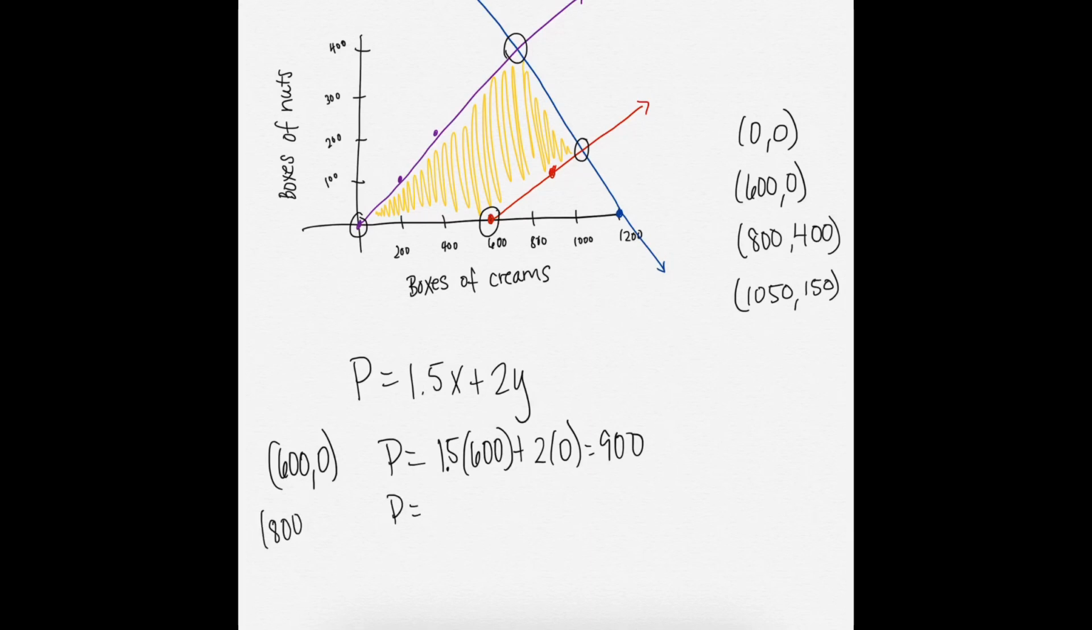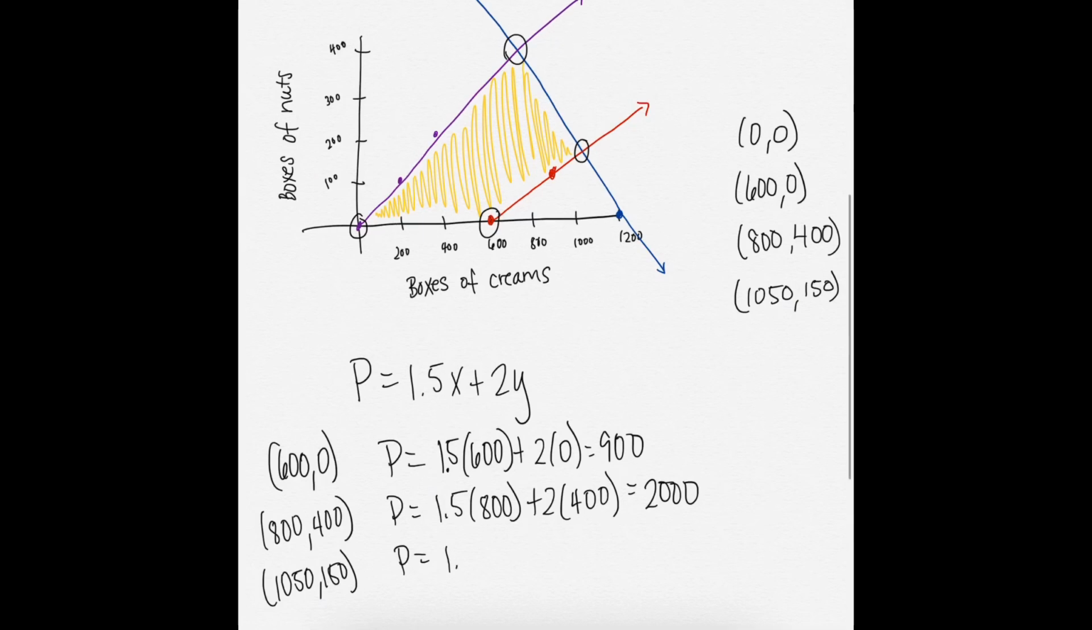My next profit, let's try the 800 and the 400. Plugging those in, 1.5 times 800 plus 2 times 400 gives me 2,000. And then my last one, 1050 and 150. My profit here is 1.5 times 1050 plus 2 times 150, which gives me 1875.